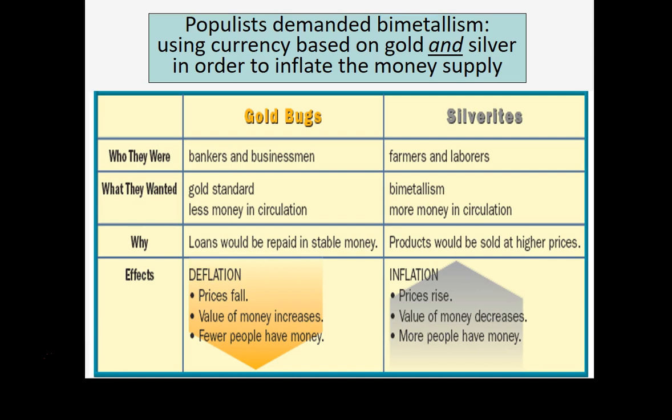The other side of this argument are the silverites. These are your populists. They are the farmers and the laborers. They advocate for bimetallism, which is going to allow for more money in circulation. They want this because products can be sold at higher prices, which would then allow for farmers to make a better profit because they're about helping the farmers. The effects of this are going to be inflation. Prices are going to go up. The value of money is going to decrease. However, more people are going to have money in their pockets to spend, and they see that as a good thing.